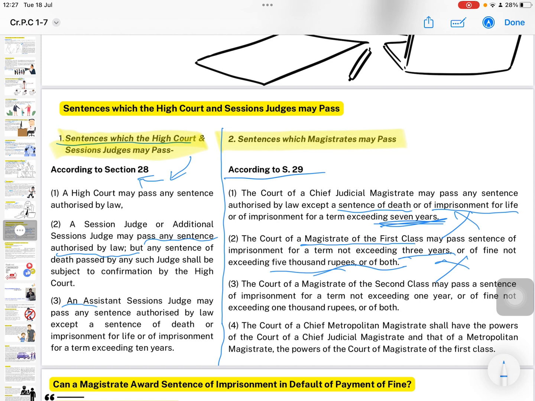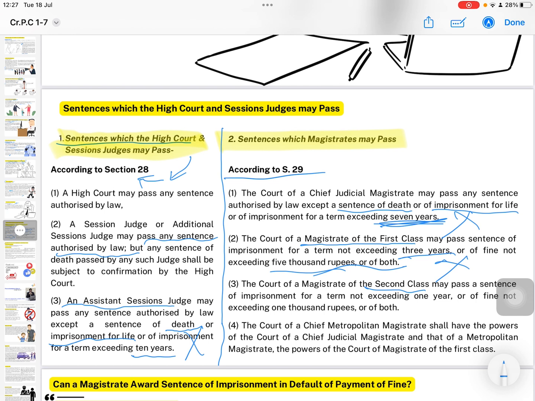An assistant session judge may pass any sentence authorized by law except a sentence of death or imprisonment for life or of imprisonment for a term exceeding 10 years. Assistant session judge जो है 10 साल से ज़्यादा की सज़ा, मृत्युदंड और आजीवन कारावास नहीं दे सकते हैं. ये इनके हाथ में पावर नहीं है. The court of a magistrate of the second class may pass a sentence of imprisonment for a term not exceeding 1 year or a fine not exceeding 1,000 rupees or both.